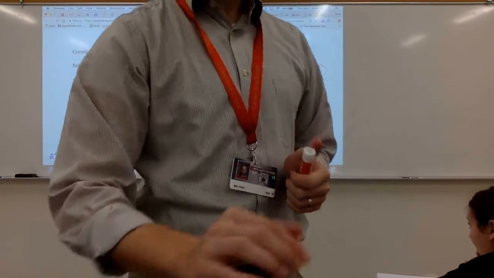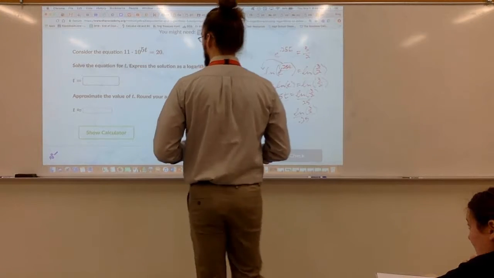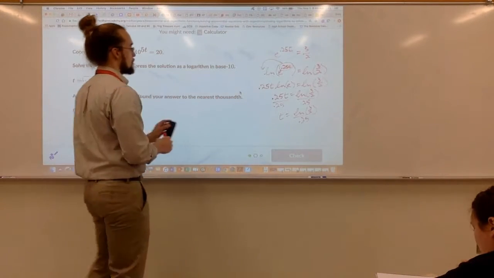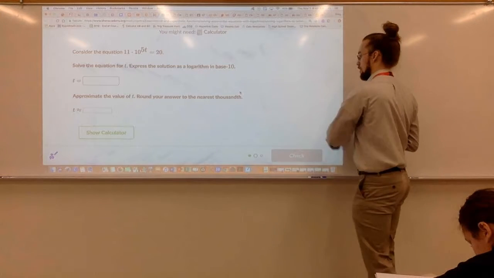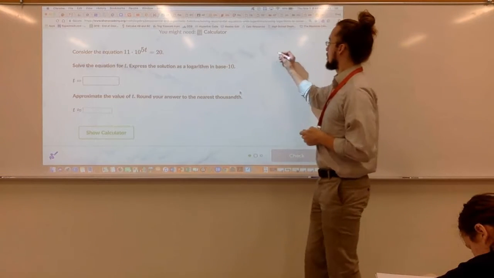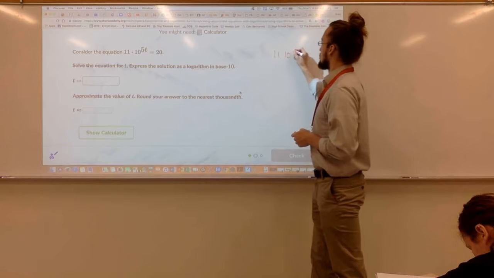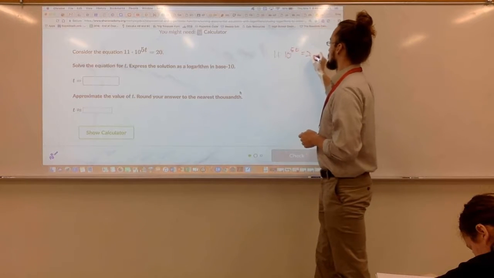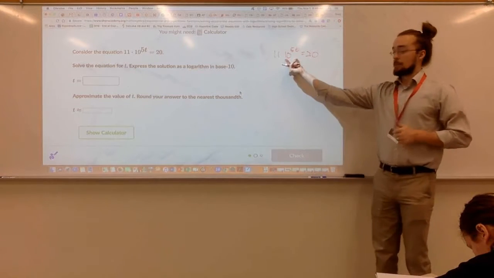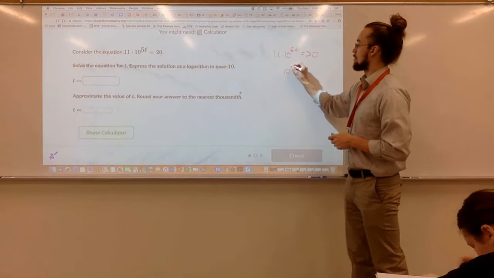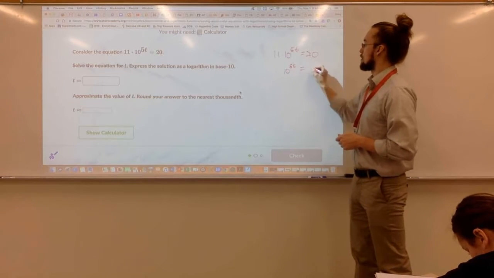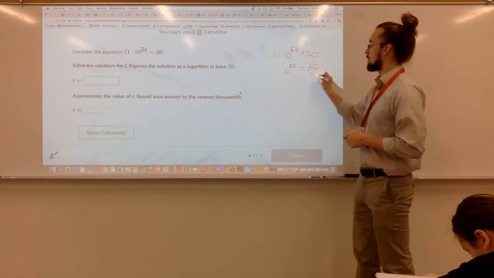Alright, so let's take a look at this one. Here we've got 11 times 10 to the 5t equals 20. Again, I have to get the exponential by itself, so I'm going to divide both sides by 11. So I'll get 10 to the 5t equals 20 over 11.